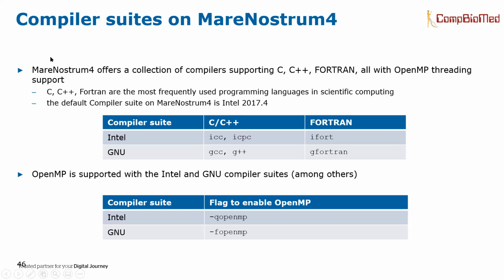In order to compile a C or C++ program, you have access to ICC and ICPC with Intel. With GNU, you can use GCC and G++. And for Fortran, you have ifort and GFortran. They both provide support for OpenMP, and in order to use it, you specify the option -qopenmp or -fopenmp during your compilation.